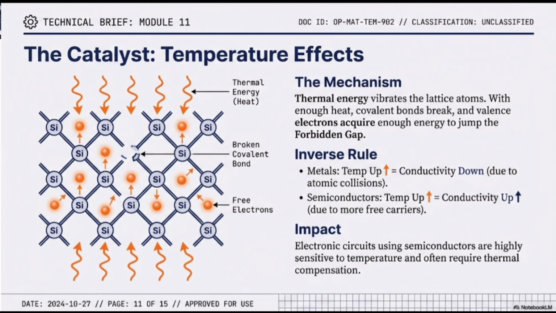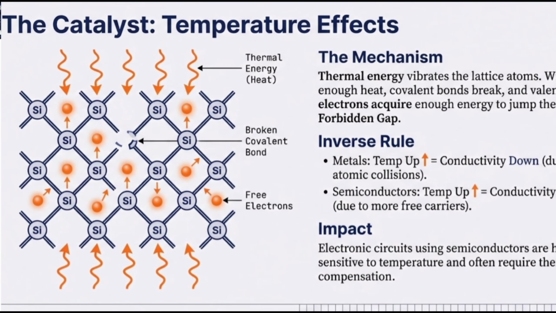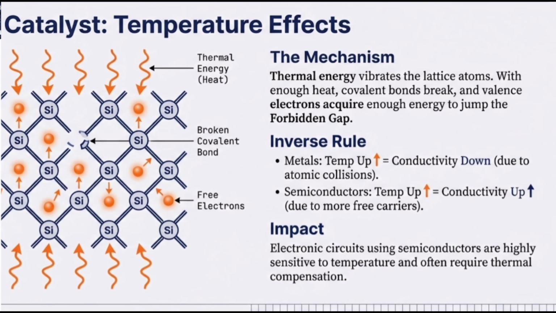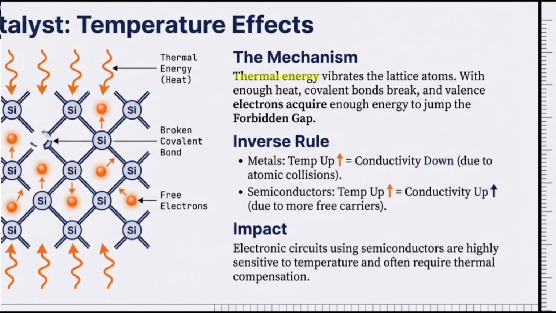So let's talk about the temperature effect, what is actually happening inside our silicon. So here's the mechanism. What is the thermal energy going to do? It is going to give energy that vibrates the lattice atoms. With enough heat, the covalent bond is going to break. And valence electrons require enough energy to jump to the forbidden gap.